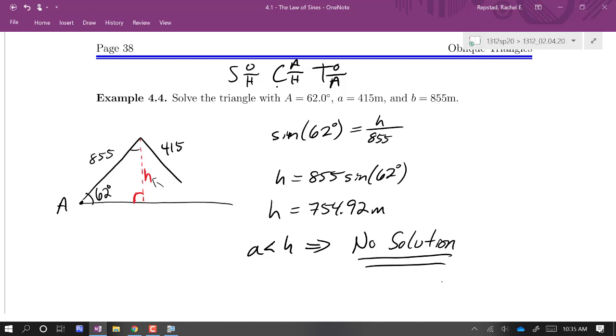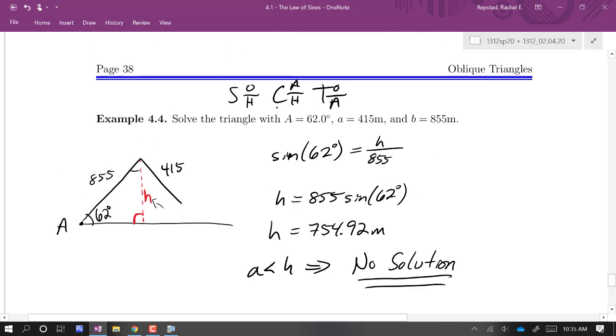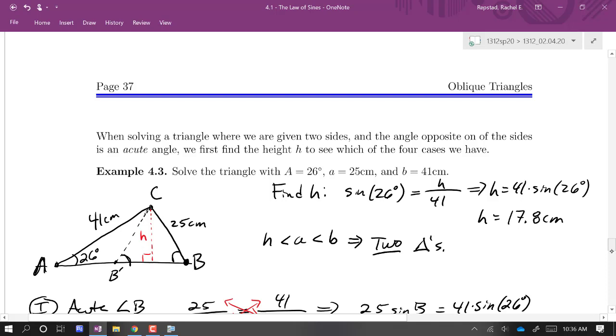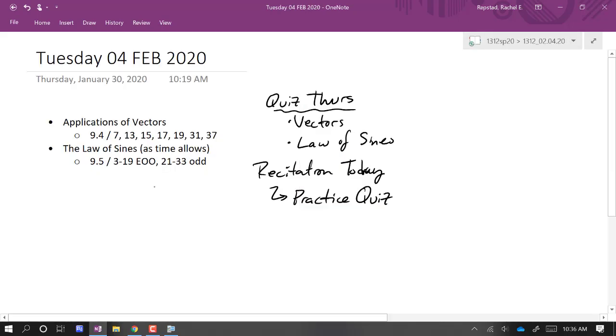All right, so that's it. That's law of sines. On Thursday's quiz, it'll cover vectors and law of sines. I will have a practice quiz in 212 in a bit, and it'll be posted to Canvas. So come by to work on it, or if you can't come to recitation, just make sure that you spend some time on it. Hopefully I'll get my solutions posted tonight or by the morning. I just haven't written them out yet. Thanks everybody.